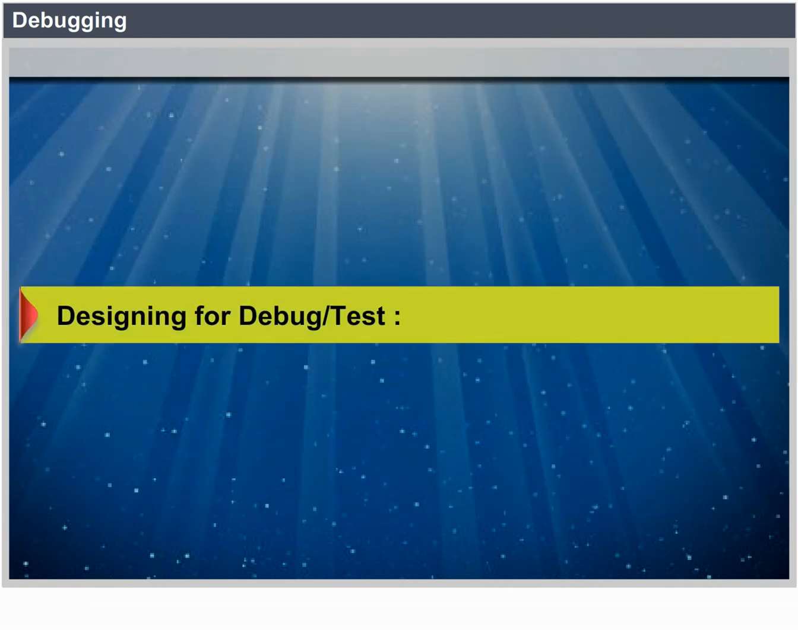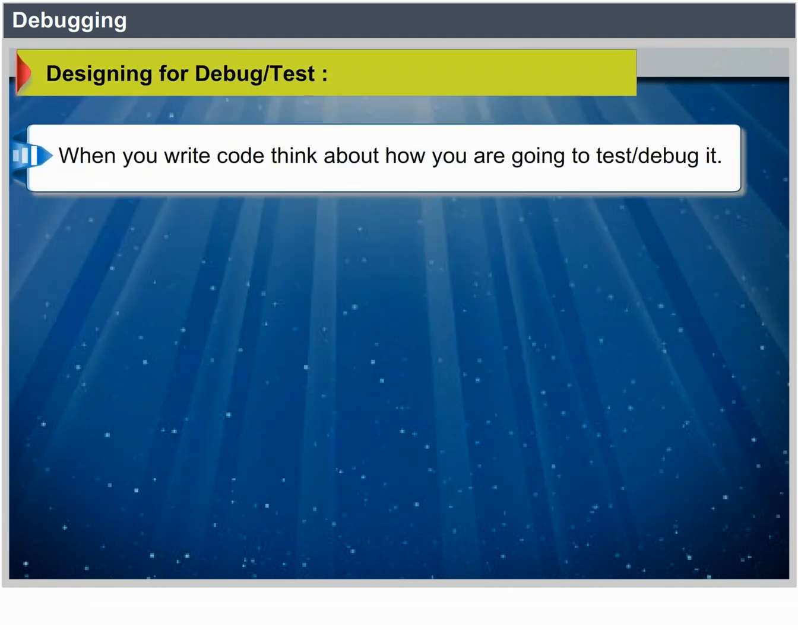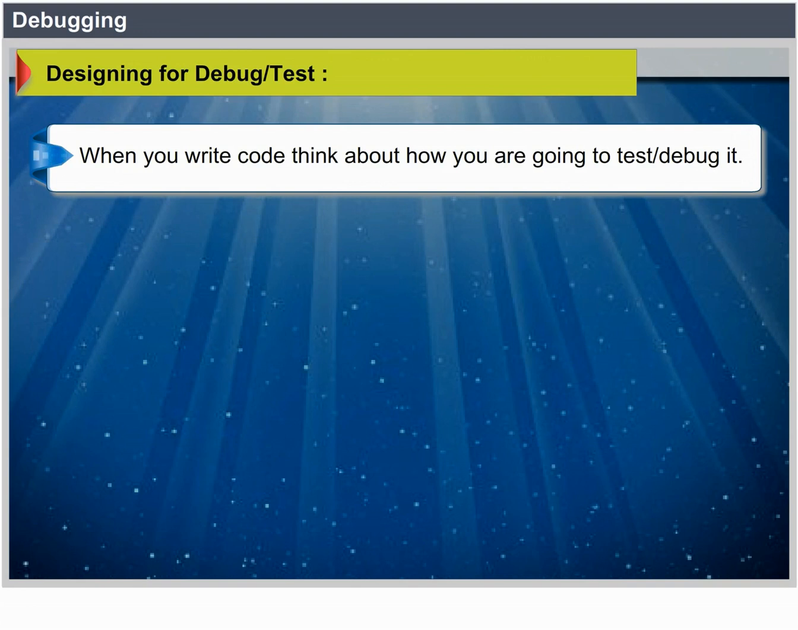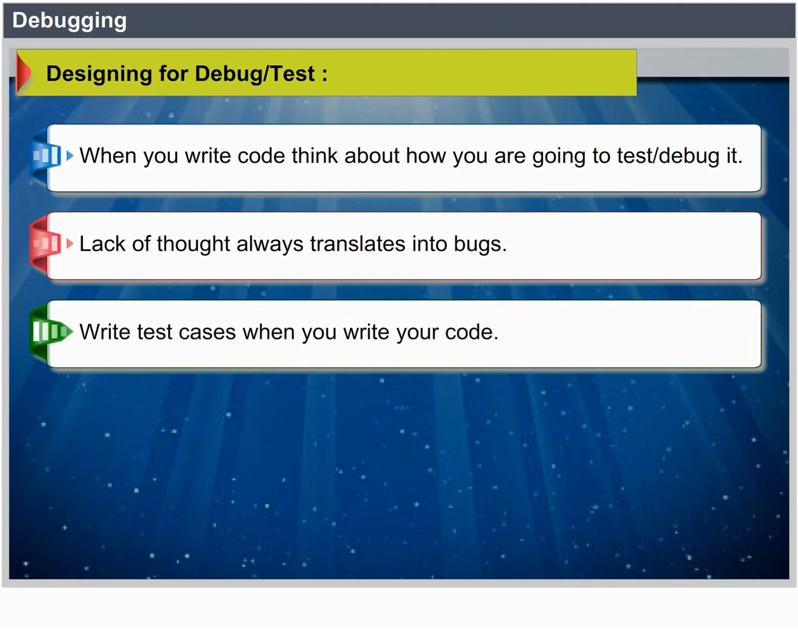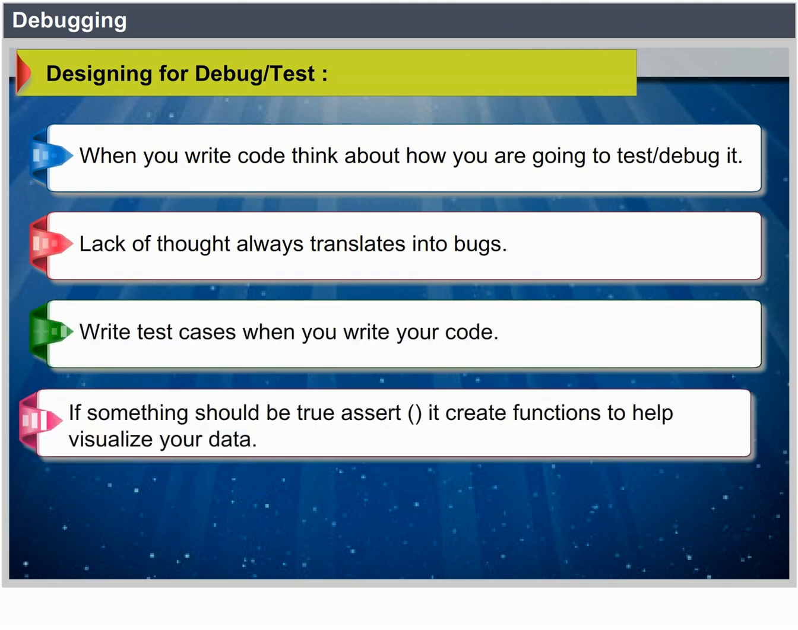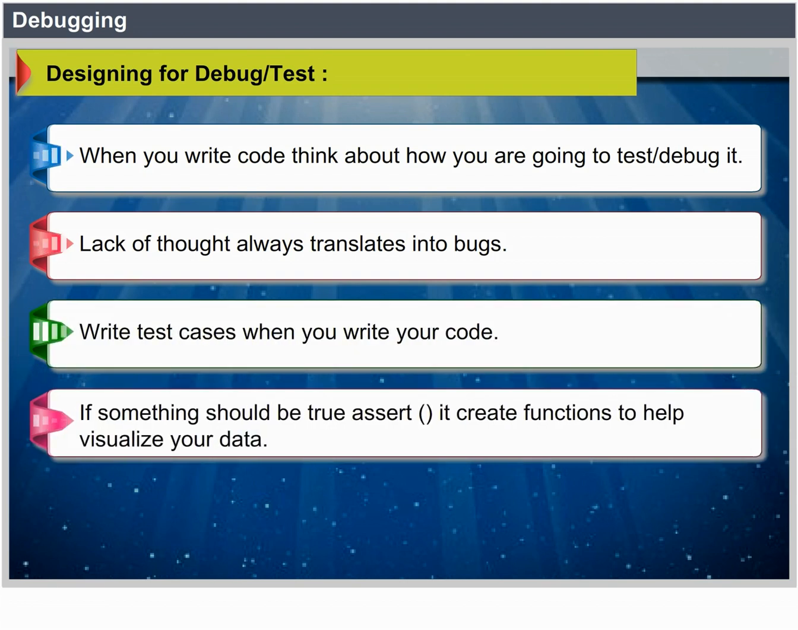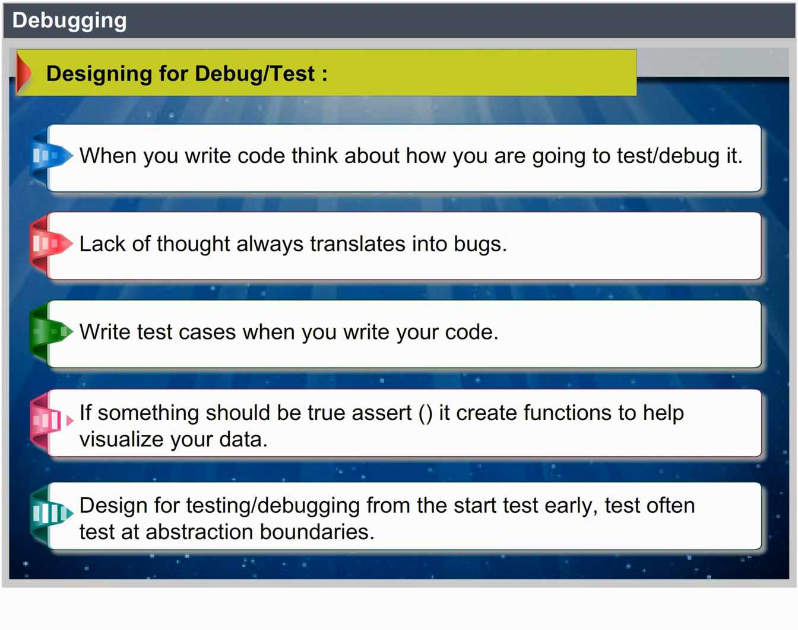Designing for debug test. When you write code, think about how you're going to debug it. Lack of thought always translates into bugs. Write test cases when you write your code. If something should be true, assert it. Create functions to help visualize your data. Design for testing, debugging from the start. Test early, test often. Test at abstraction boundaries.